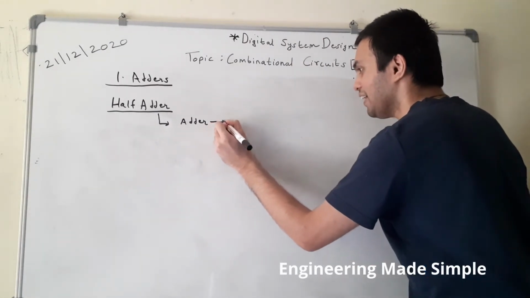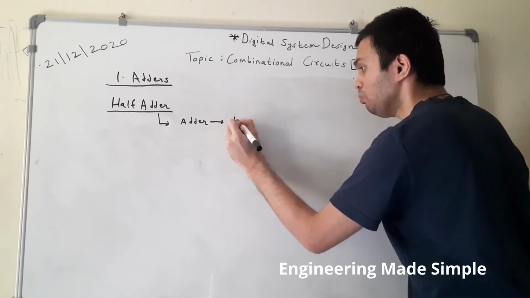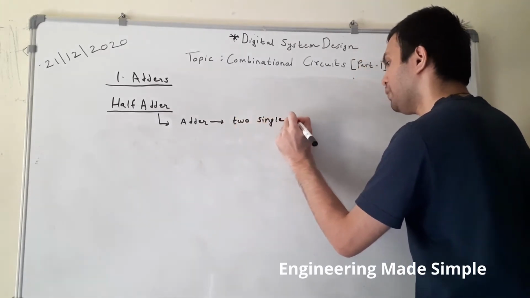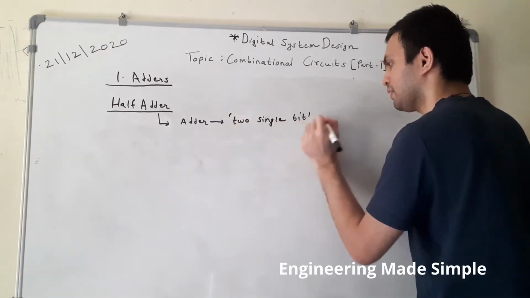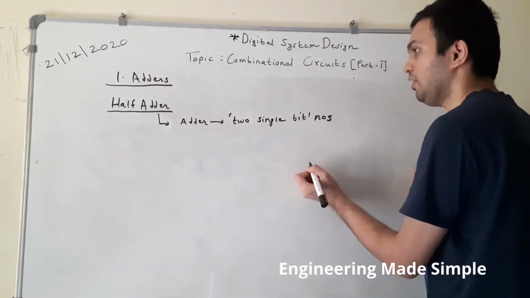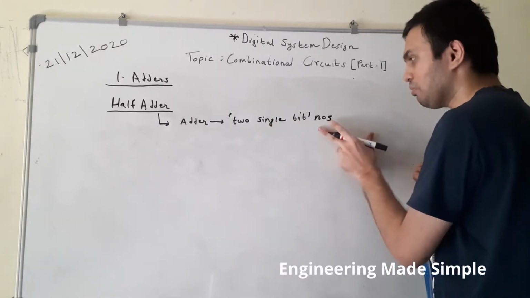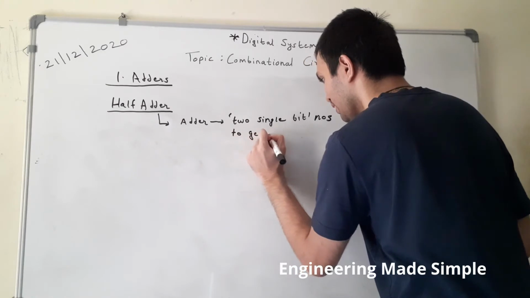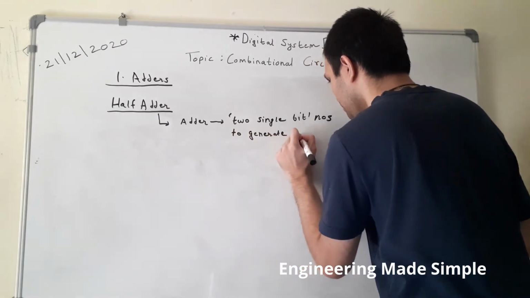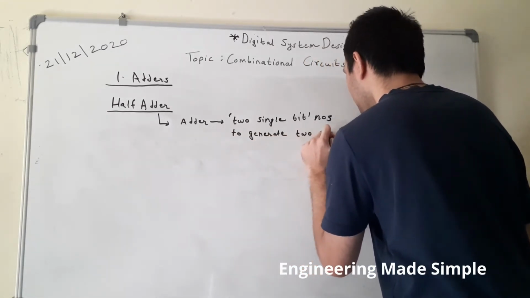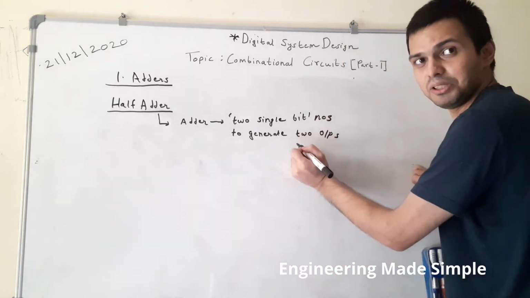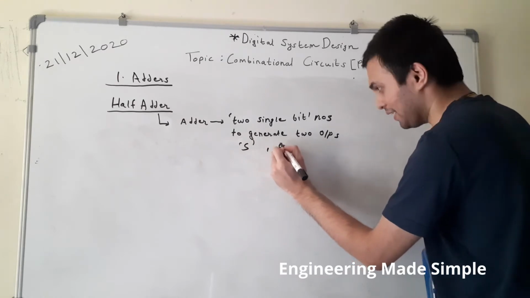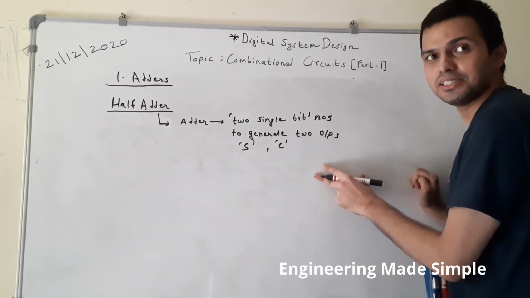So half adder is a circuit which adds 2 single bit numbers. Here, this is a circuit which will add 2 single bit numbers to generate 2 outputs. Now what are the 2 outputs? In case of addition, we know that there are only 2 outputs. First one is sum and another one is carry. So this circuit generates these 2 outputs only.